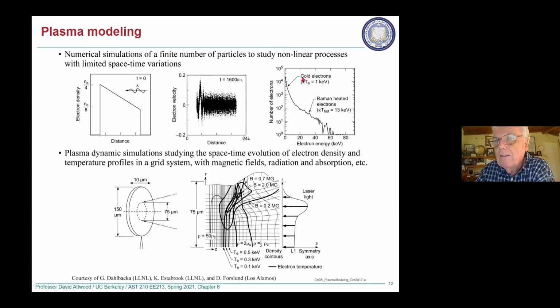So let's say this plasma originally had a temperature of 1 keV, but with a very intense illumination, as shown on the left, you produce a tail of very hot electrons. Okay? And these are the ones that in general cause trouble. And there's a variety of nonlinear processes. One of them is called stimulated Raman scattering, SRS. So that's one kind of simulation where you just track a finite number of particles. And it's good for looking at nonlinear processes, but with a finite number of particles.